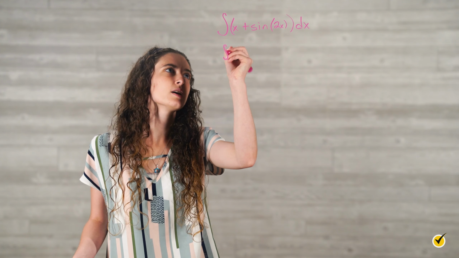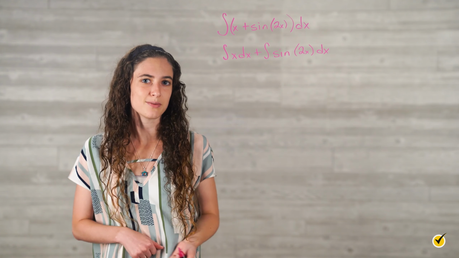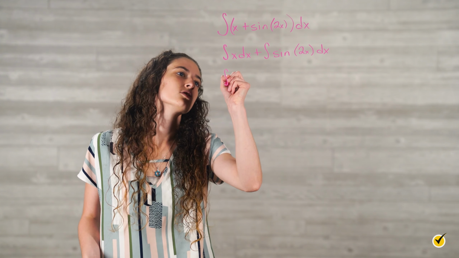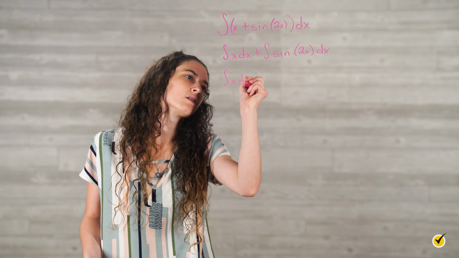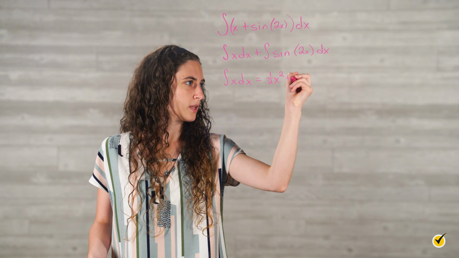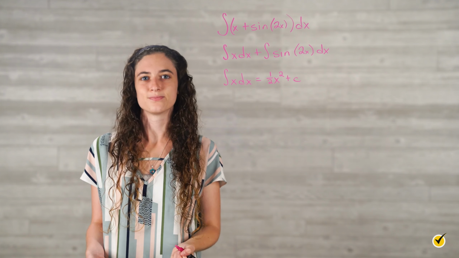The first integral, x dx, is simple to solve. Just increase the power by 1 and divide by the new exponent. So this part is equal to, if you increase x to the first power by 1, you'll get x squared, and then divide by 2 is the same as multiplying by 1/2, plus c, our integration constant.